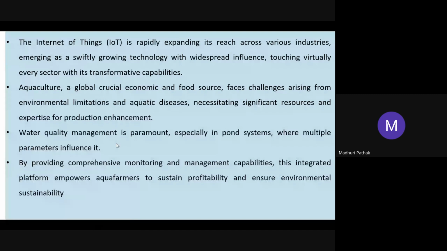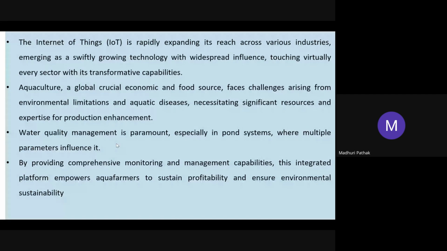There are different physical parameters, chemical parameters, biological parameters, which play together and give rise to good productivity of the pond. So these smart aquaculture techniques in terms of water quality management are very crucial, and it can be a game changer. How? I will show you in the next slides.